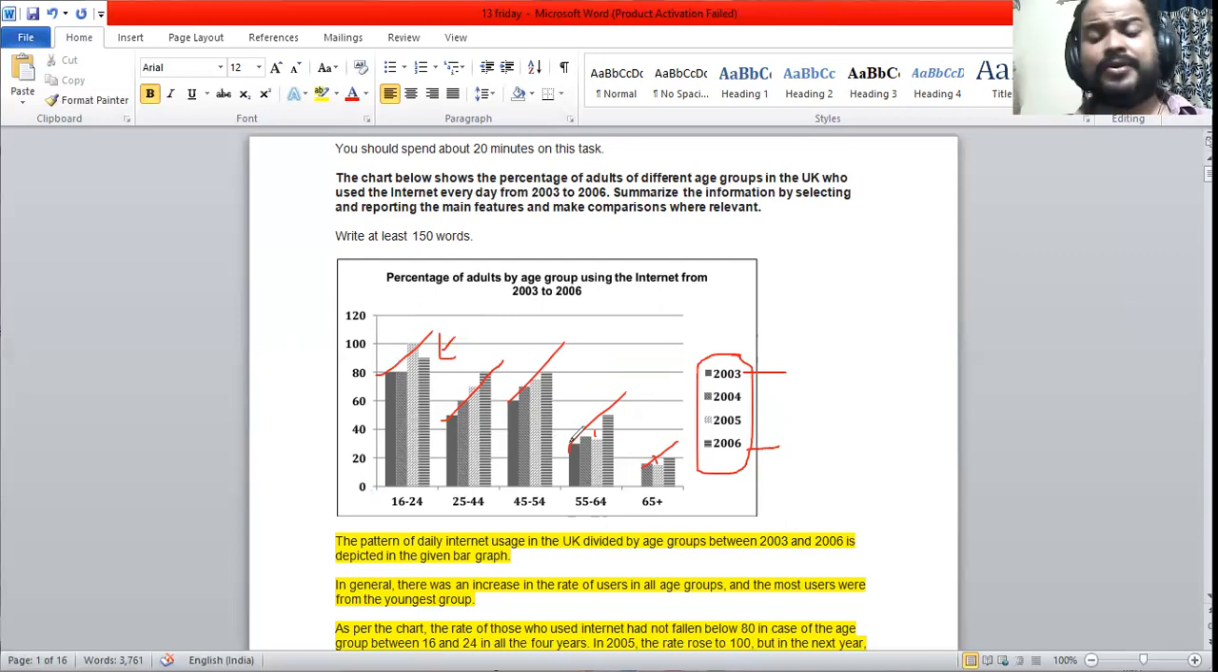So in general, you can say for all age groups, during this period the usage of the internet, the daily use of internet, was rising. This is what you could see here.